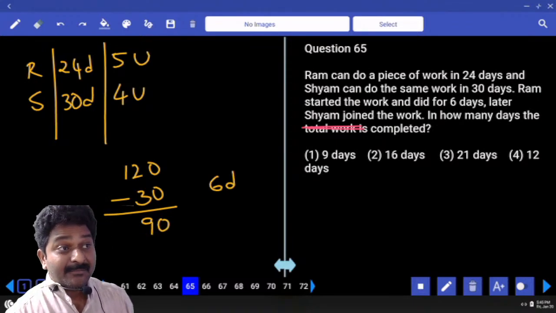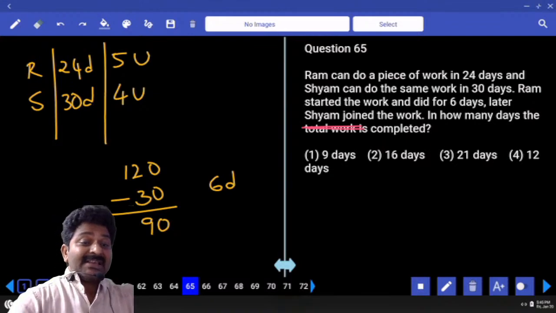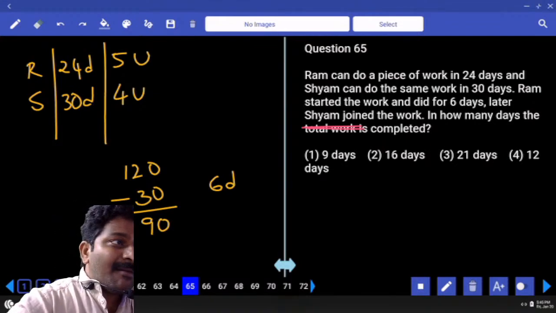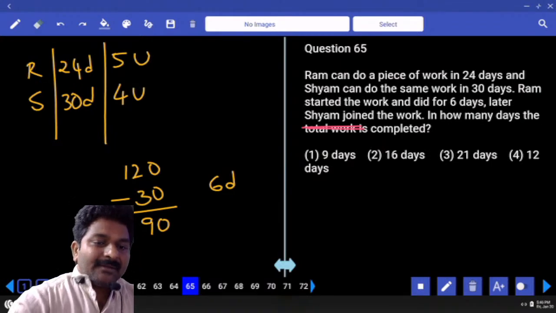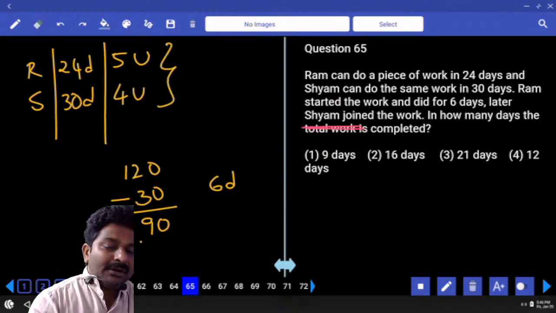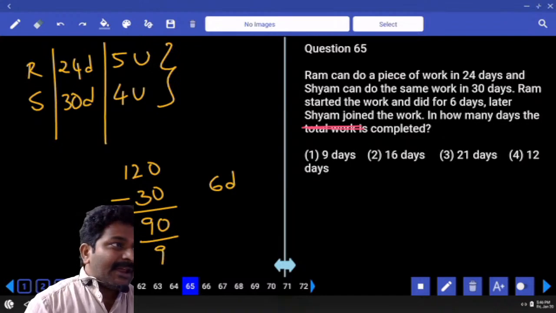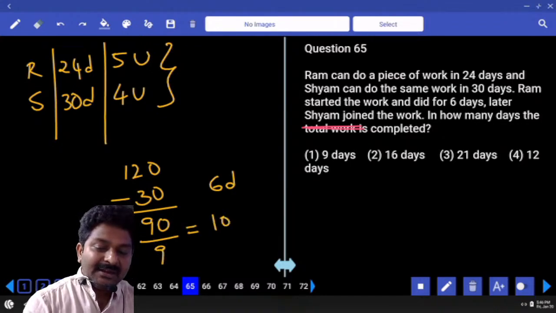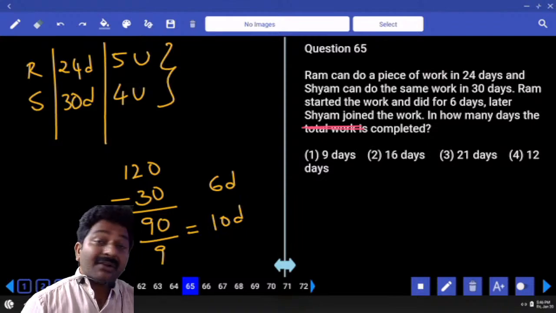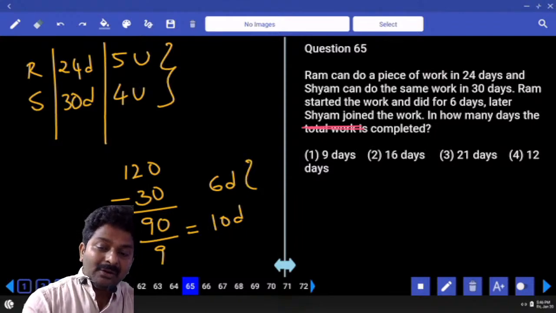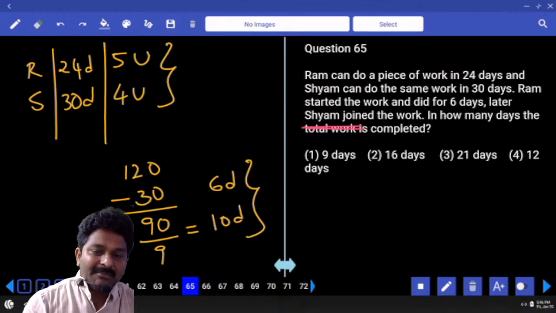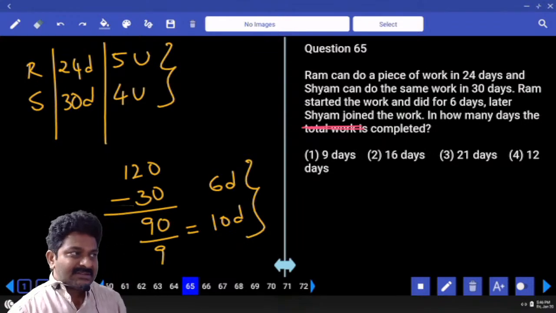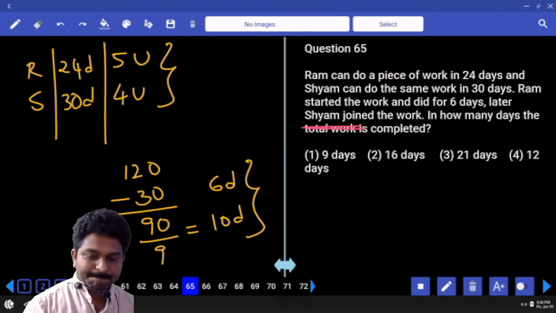who is working? After 6 days, did Sham replace Ram or did Sham join Ram? Join. That means both will work together. So both together will do 9 units. To complete the remaining 90 units of work, they need 10 more days. As the question is about the total work done in how many days? 16 days. If the question is about only the remaining work, 10 days is our final answer. Done.